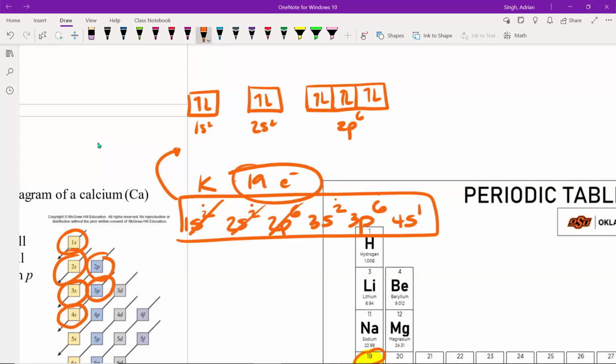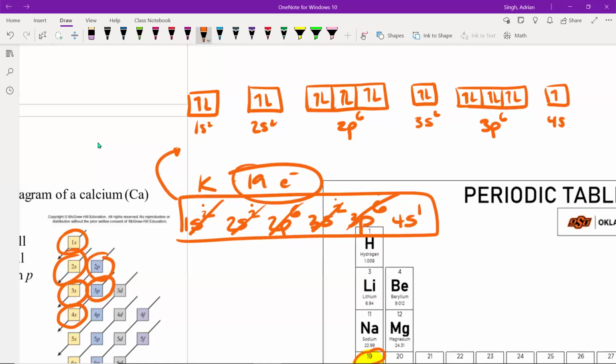Then I have my 3s2. That's a single box, a single orbital. I have 2 electrons in there. That's my 3s2. My 3p6. So again, big long box, break it up into 3. That's my 3p. Each of these boxes is one of the p orbitals, and I have 6 electrons in there. So 1, 2, 3, 4, 5, 6. That's my 3p6. And then my 4s1. So 4s, just a single s orbital, and then 1 electron in it.